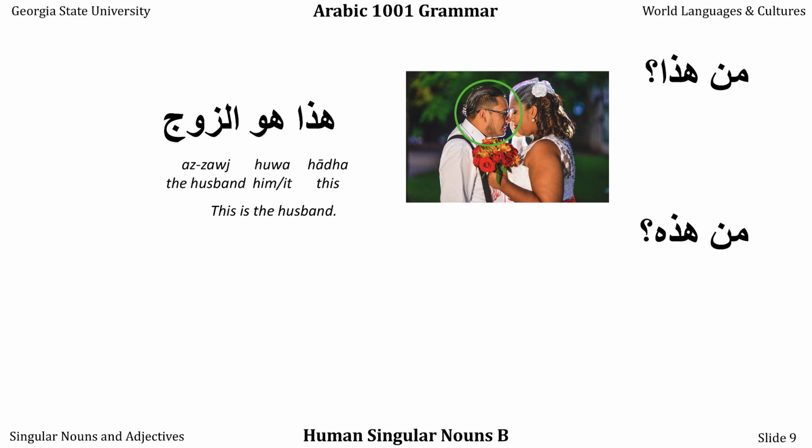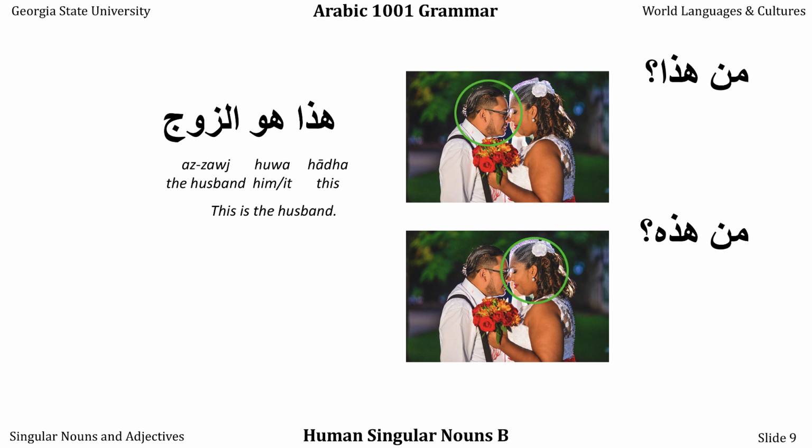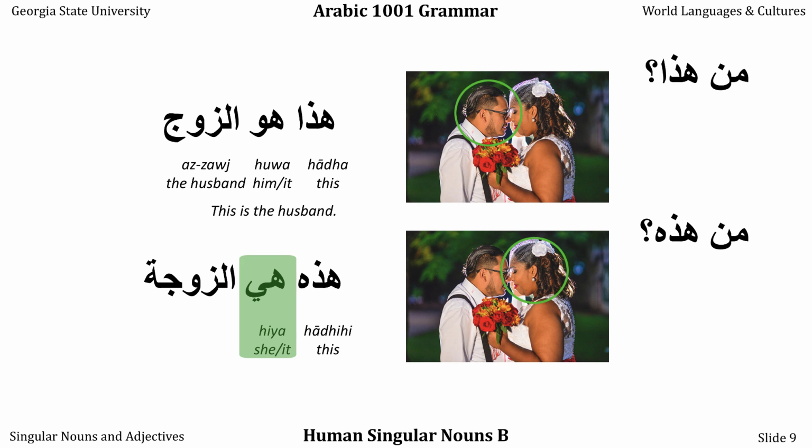For the wife, we're going to say man hadhihi, and it's going to be the same basic concept. Hadhihi hiya az-zawja. Hadhihi is our feminine this. Hiya is the feminine equivalent of huwa. It means she or her or it, and az-zawja is the wife. By putting the hiya and the alif lam, and they all agree in gender, they're all feminine singular, we get this is the wife.